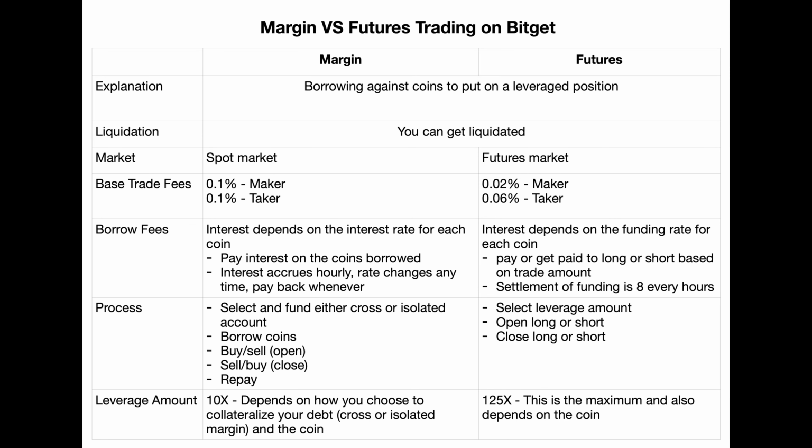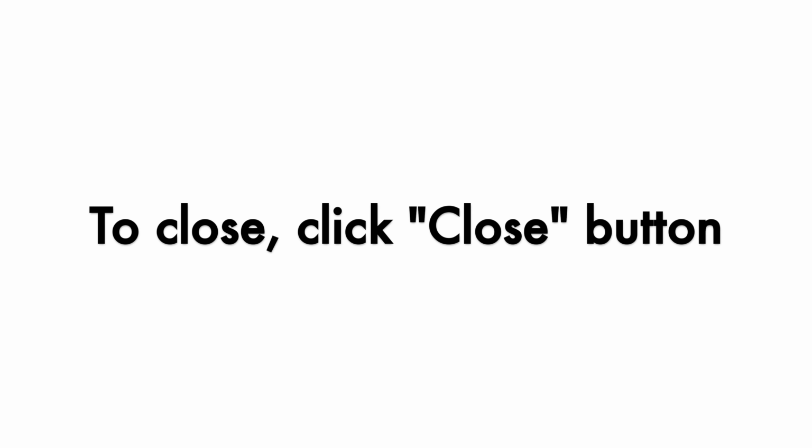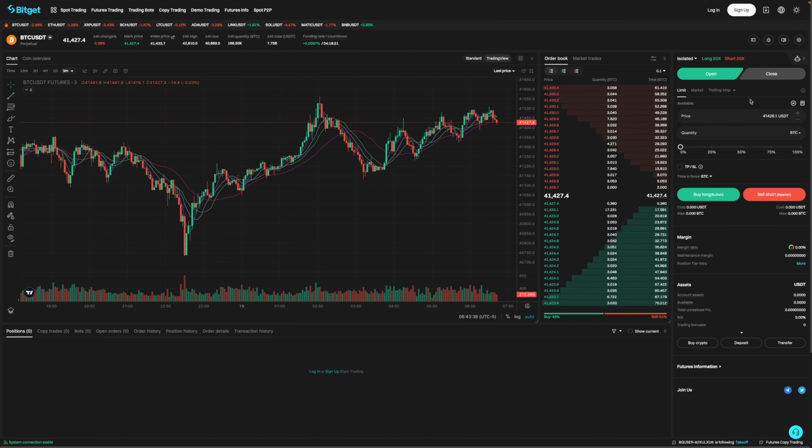Now, as for futures, to enter a position, the process is much simpler. All you would need to do is select your leverage amount and then click a button to open it. To close it out, you would just do the same thing and click a button. So back on Bitget's futures market, we can see that over here, there are a couple of buttons. One is to open the position along with one to close it out. On the bottom, you have buy and also a sell button.